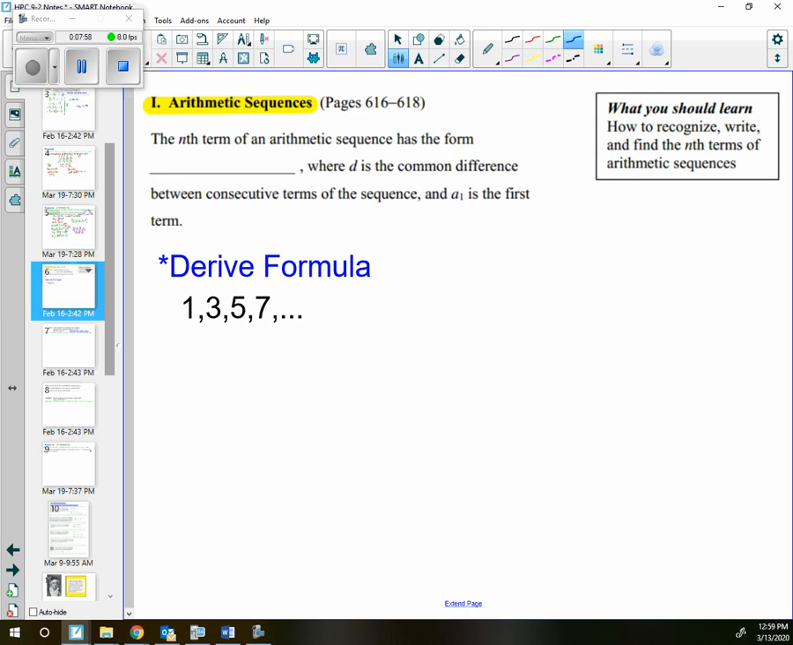And what if I don't have the equation? What if I don't know the nth term? Is there a way that I could generate or derive that formula, come up with what that value is? So that's what we're going to try. We're going to see if we can derive that formula using the sequence that we have right here.